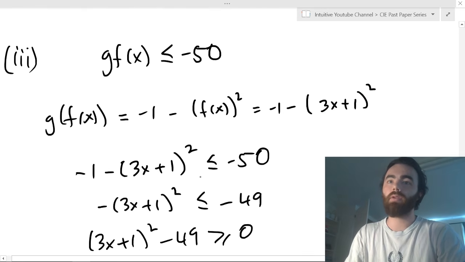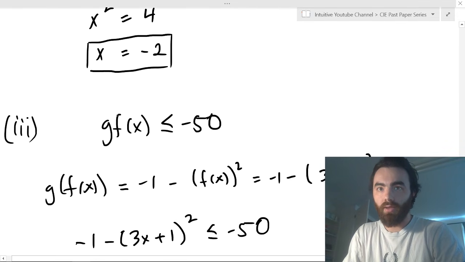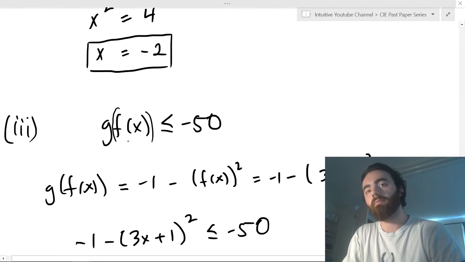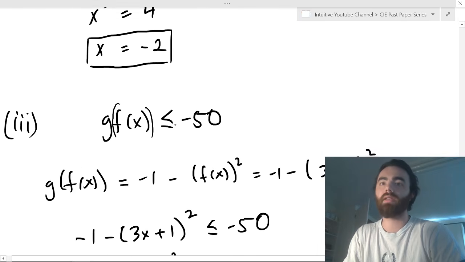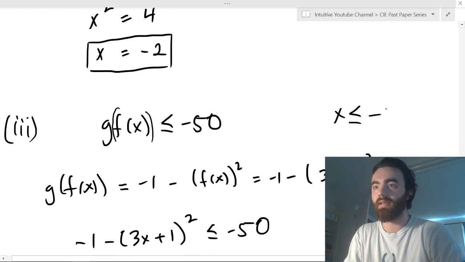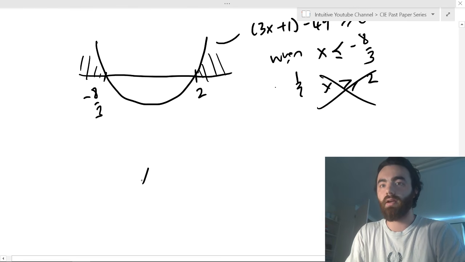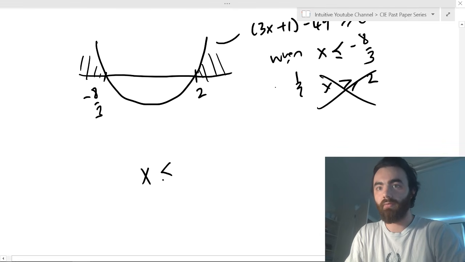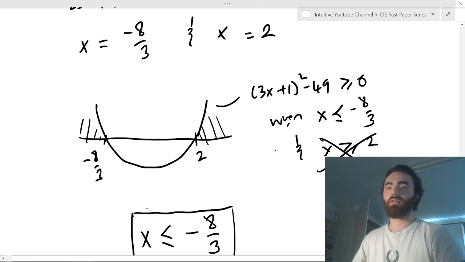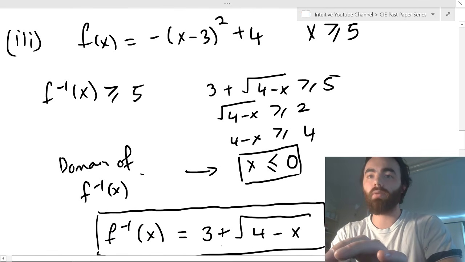Now, again, you have to think, well, are both of these solutions valid? Well, what is our domain of f of x? Because that affects the domain of our g of f of x. And our domain of f of x, remember, is x has to be less than or equal to negative 1. So that means that we can't have this solution. So there's only one answer, and the answer for this inequality here is only valid for x is less than or equal to negative 8 over 3. Okay, cool. So that is 3 great representations of the different ways that they can ask this question.